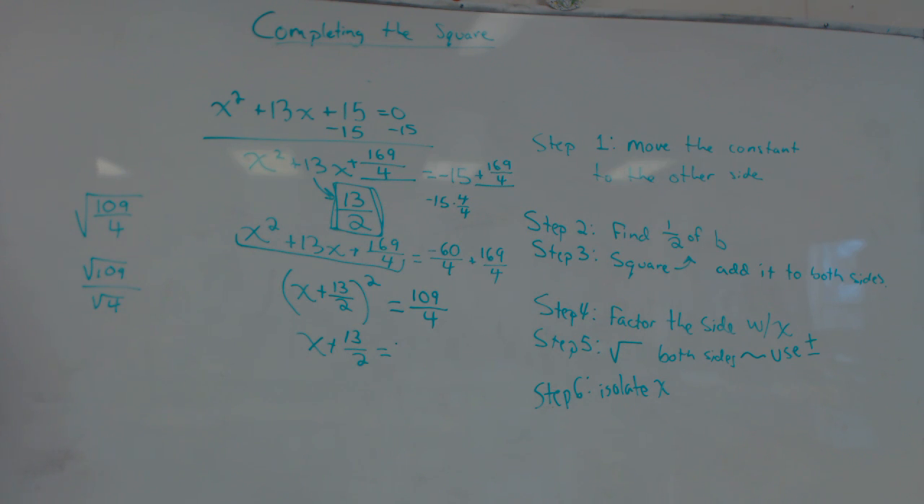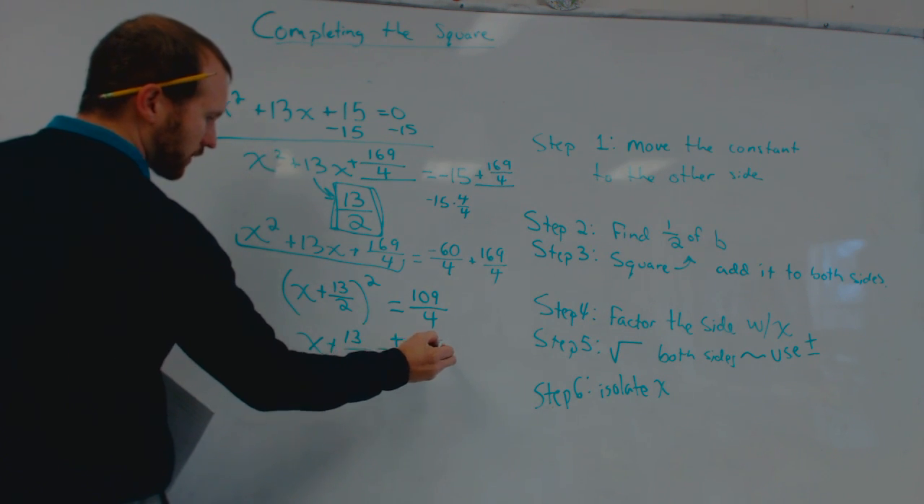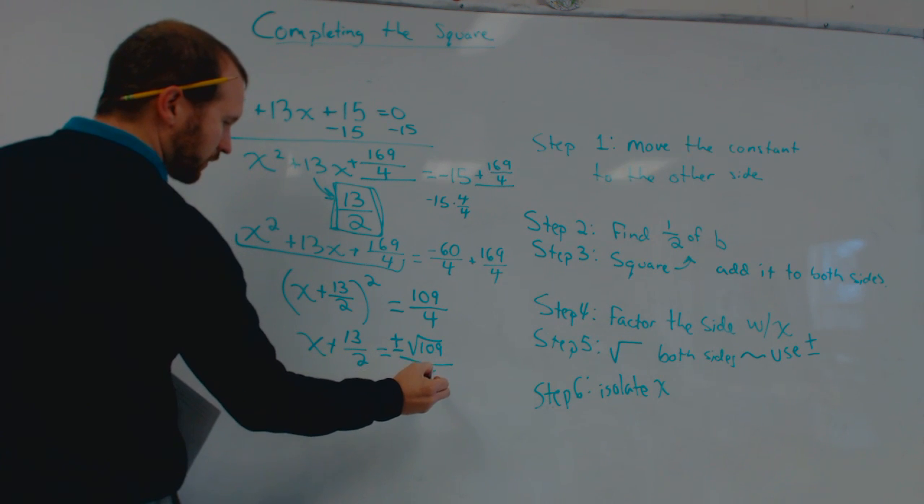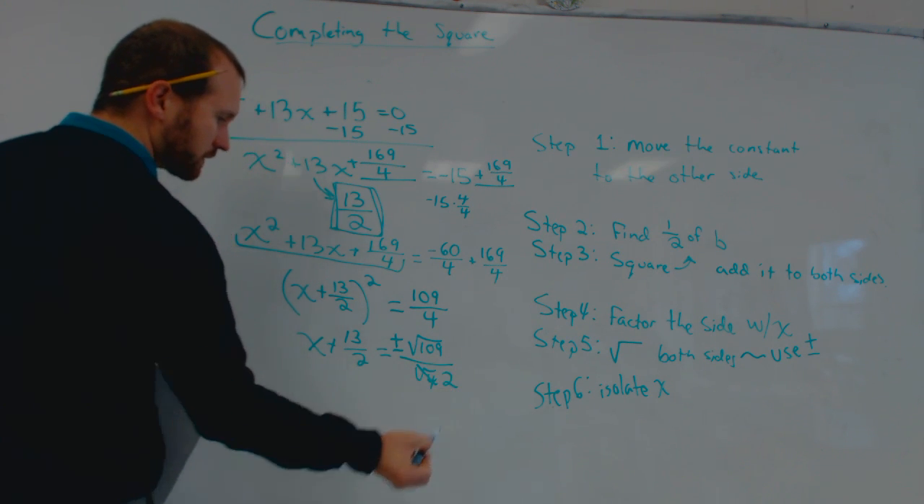Do you guys agree? Do you know that rule? These are the same. But I also have to remember that plus or minus. I'm always going to put the plus or minus in the top. So I'm going to write it like this: plus or minus the square root of 109 over the square root of 4. The square root of 4, though, is 2. So it's over 2.